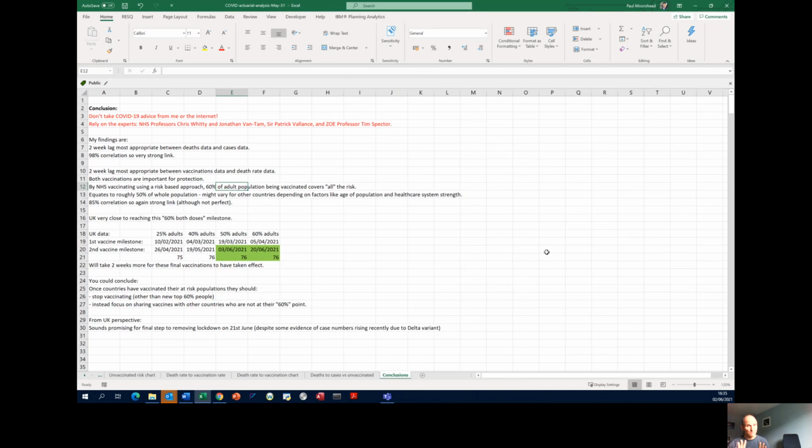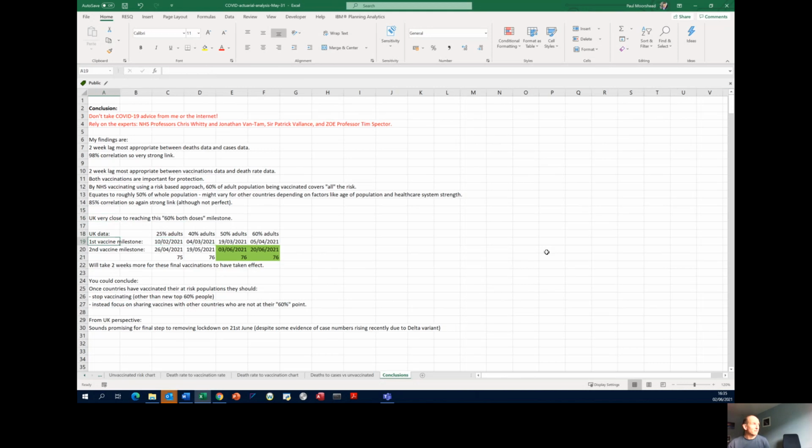But obviously for any individual person, it's clearly irrelevant. But for the countrywide basis, 60% of all adults, which is roughly 50% of the whole population, is about right for the UK. And obviously, if you're in a country which is younger or older or has a stronger or weaker healthcare system, you might need to adjust those ratios. But for the UK, about 60% both doses is the milestone we need to aim for, and we're pretty close to doing that.